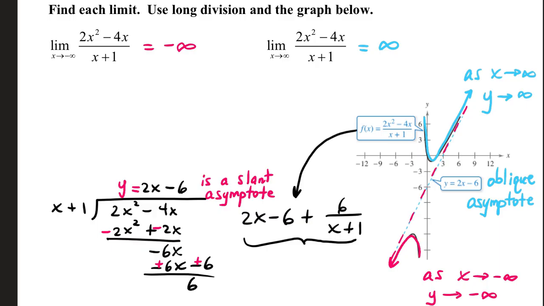Our quotient gives you the linear function y equals 2x minus 6. Let's look at the graph to the right. Y equals 2x minus 6 is the slant or oblique asymptote for this function. Now there's also a vertical asymptote at negative 1 because our denominator is 0 when x is negative 1. For limits that approach negative and positive infinity, we don't worry about the middle stuff too much.